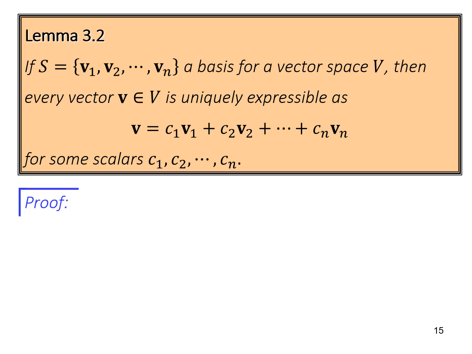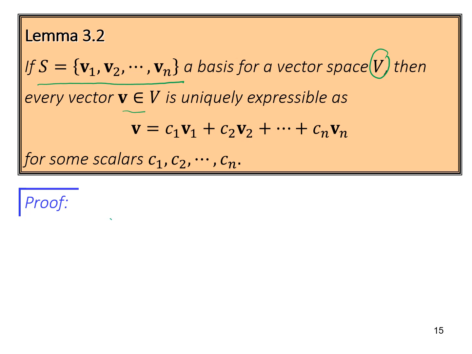Right, so our first lemma, lemma 3.2. If we have a vector space V and S, which consists of n vectors v1, v2 up to vn, and S is a basis for the vector space V, then every vector in V can be expressed uniquely as a linear combination of all vectors in S.